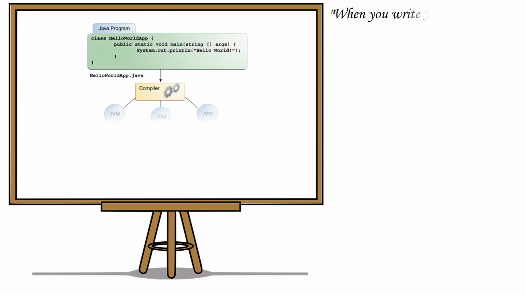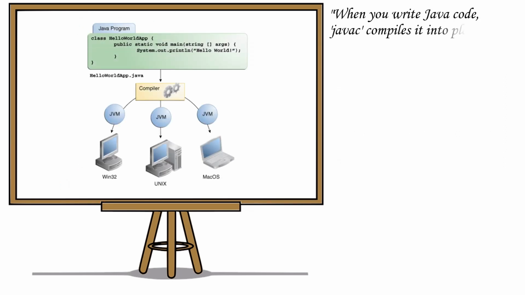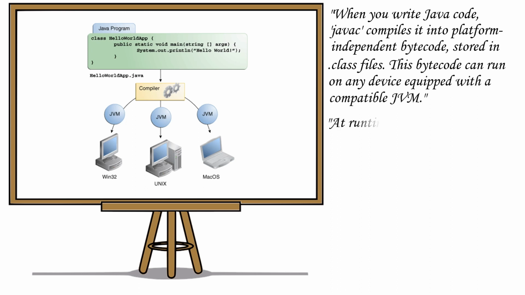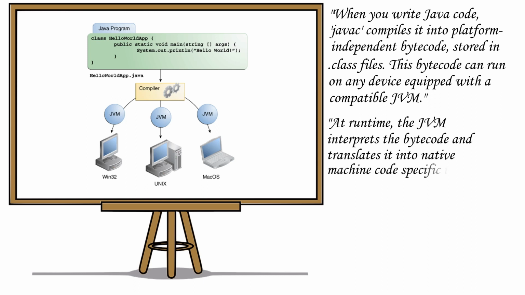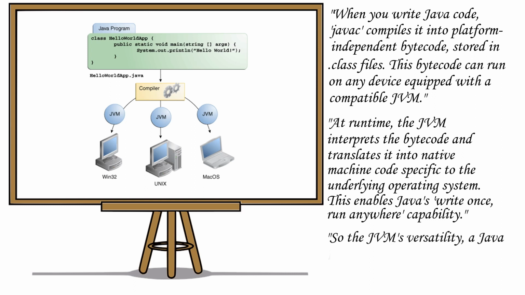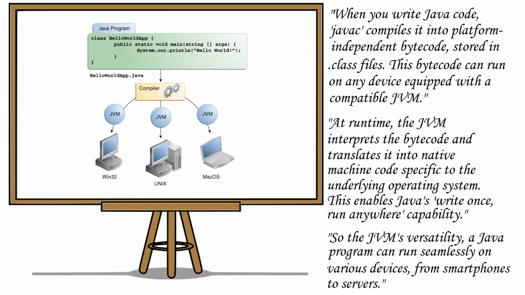When you write Java code, javac compiles it into platform-independent bytecode, stored in .class files. This bytecode can run on any device equipped with a compatible JVM. At runtime, the JVM interprets the bytecode and translates it into native machine code specific to the underlying operating system. This enables Java's write once, run anywhere capability. Thanks to the JVM's versatility, a Java program can run seamlessly on various devices, from smartphones to servers.